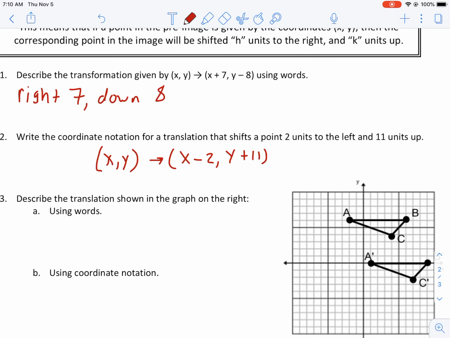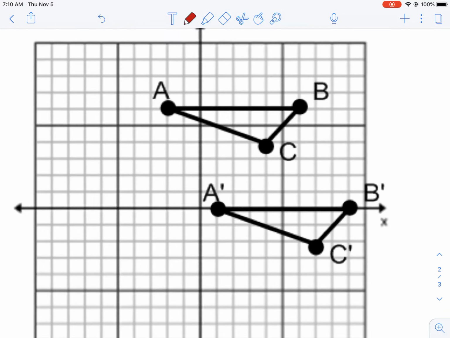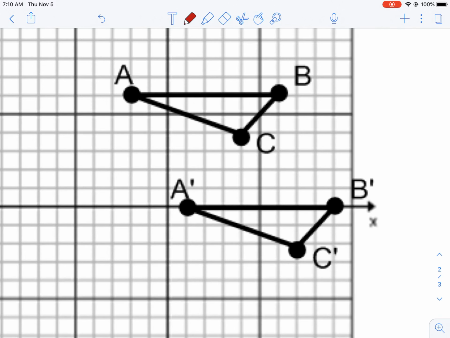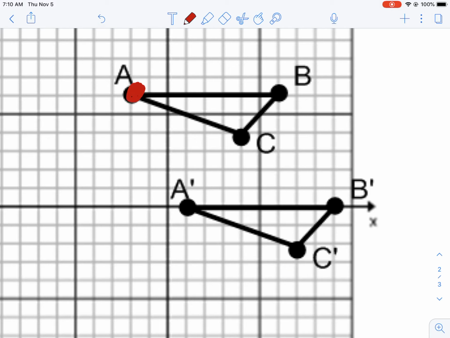Describe the translation shown in the graph using words. Okay, so let's look at our one. Again, you should be able to tell which one's the pre-image and which one's the image. These are the ones with the primes down here. So this is the image, and this is our starting value up here.